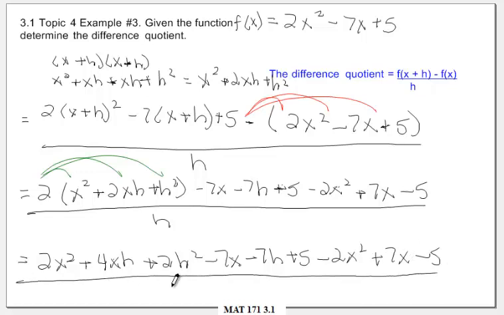all over h. So we're going to cross out some stuff here that we can get rid of. So we have a 2x squared and we have a minus 2x squared. We have a negative 7x and a plus 7x. We have a negative 5 and a positive 5. So those get canceled out, and what we have left is just the 4xh plus 2h squared minus 7h all over h. And then we're going to reduce the h out. Let's do that in our next slide.